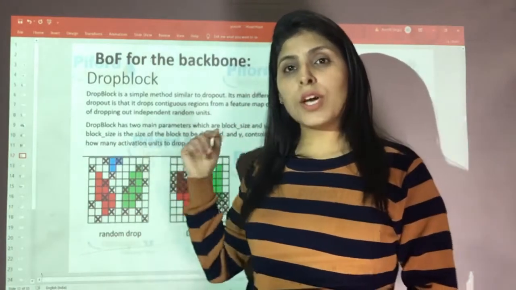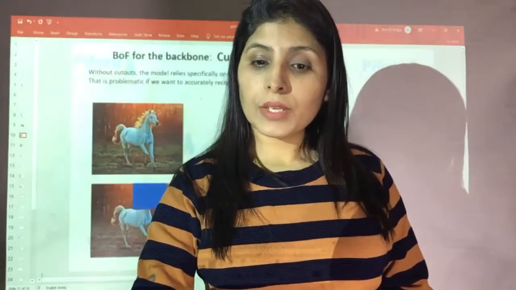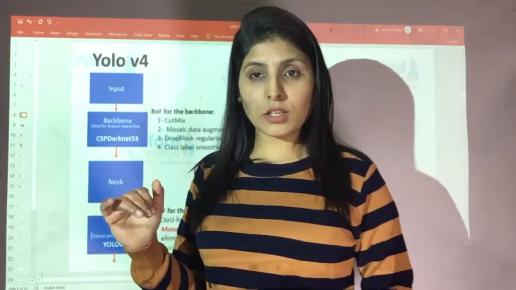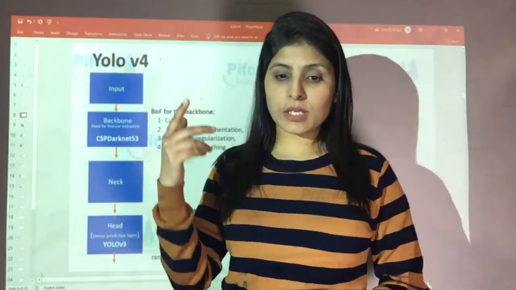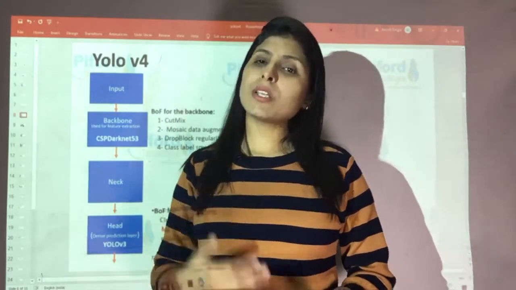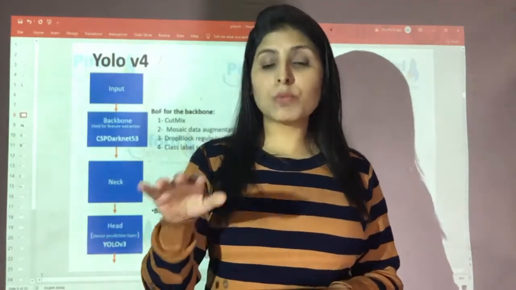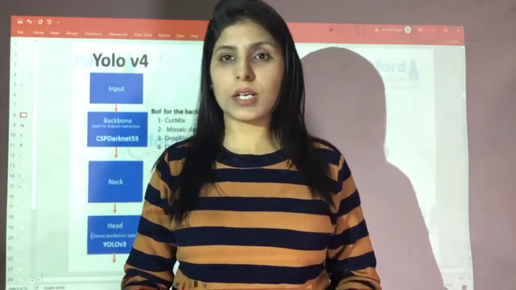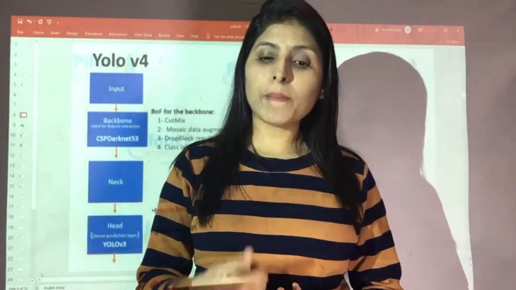So this is what we are using in YOLO version 4 also. At which particular step are we using it? At the backbone, okay, the time where we are extracting the features. Over there, what all bag of freebies are we using? We are using CutMix, then mosaic data augmentation, DropBlock, and class label smoothing. Now what is class label smoothing? What we do in class label smoothing is we add some noise to our class labels. Okay, so these are a few techniques which come under bag of freebies for the backbone.